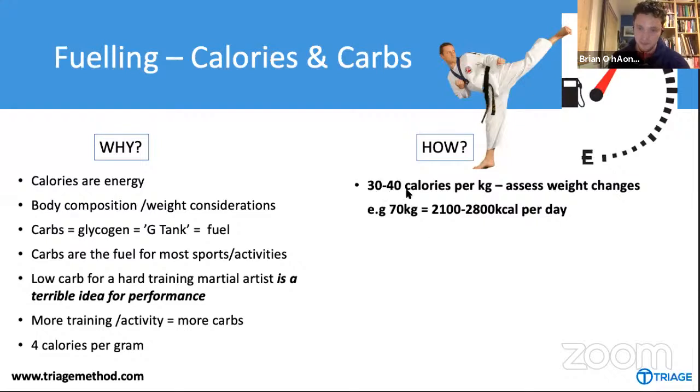So about 30 to 40 calories per kilogram of your body weight is going to be a good starting point. And it's quite a wide range. You can see for a 70 kilo person, that's 2,100 to 2,800 calories per day. But like I said, you can monitor your weight changes over the course of weeks to determine where you are in terms of your calorie intake.